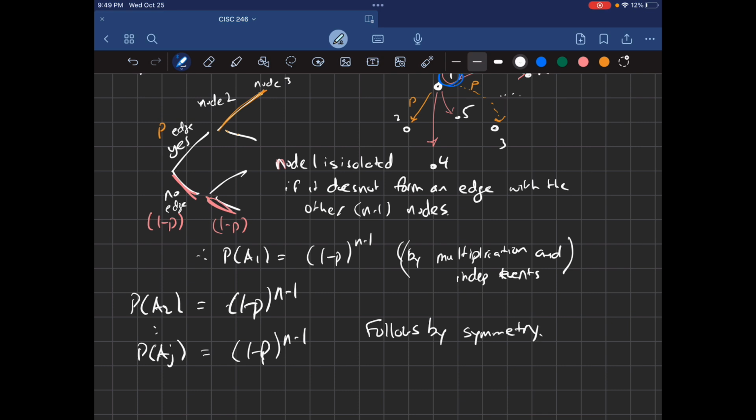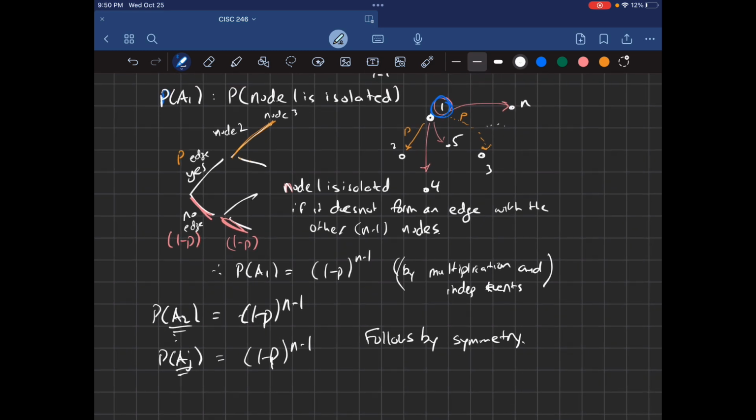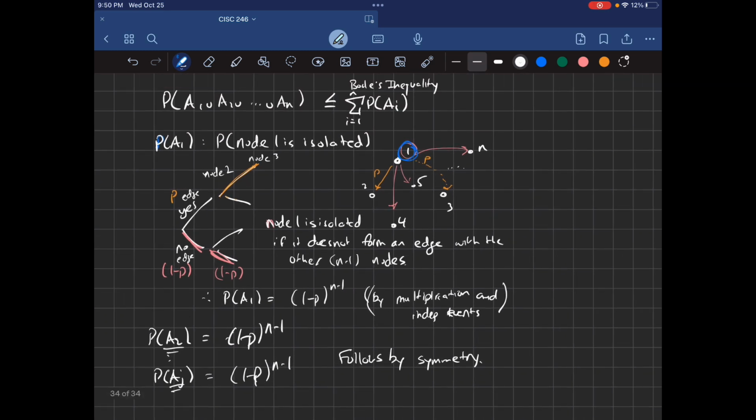Which is a more advanced topic in probability, but you could argue the same. It's not dependent on whatever happened with A1. We're not asking about the intersection of those events. We're just asking on its own, what's the probability of it being isolated? All right. And so we come back up here and we get to say, all right, these are all the same. They're all 1 minus p to the n minus 1, and there's n of them.